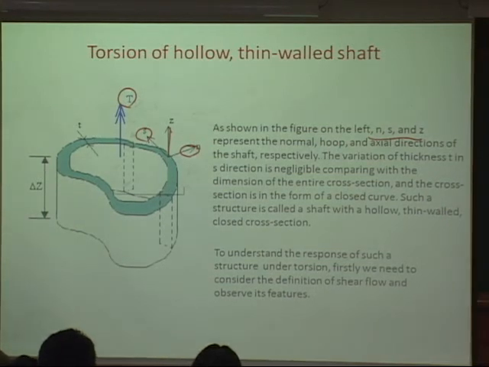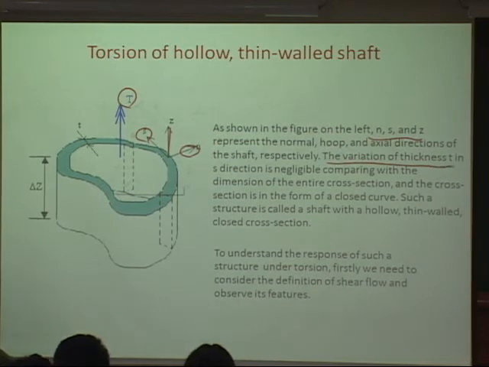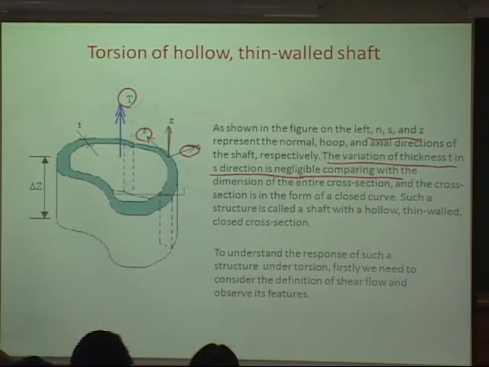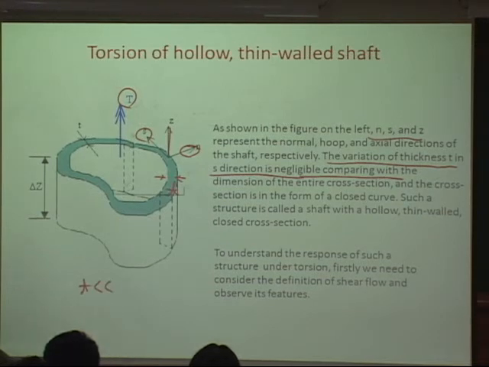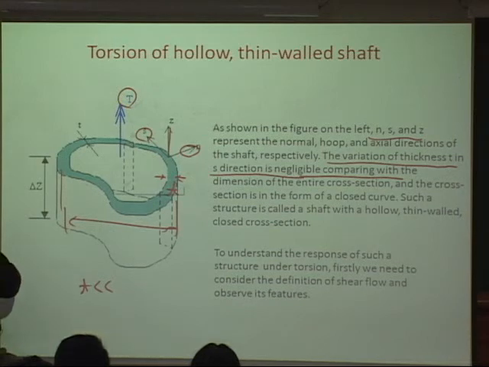The variation of thickness in the s direction is negligible compared with the dimension of the entire cross section, which means that this thickness can be very small compared to other dimensions. Other dimensions means, you know, the diameter or width of the shaft.